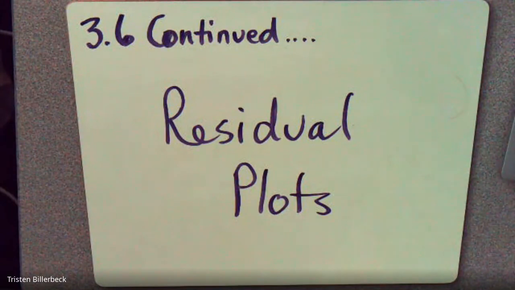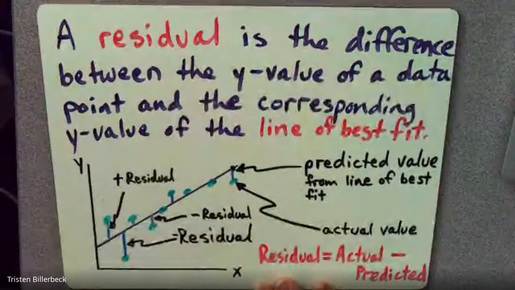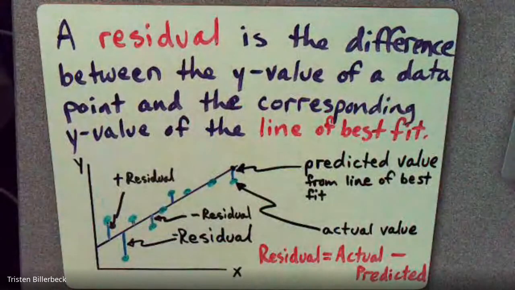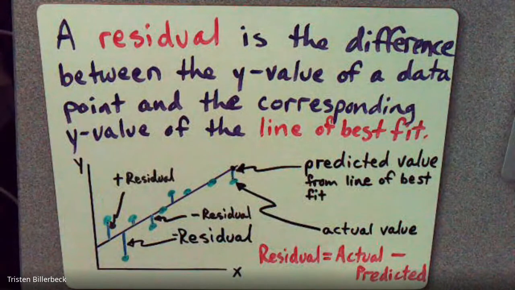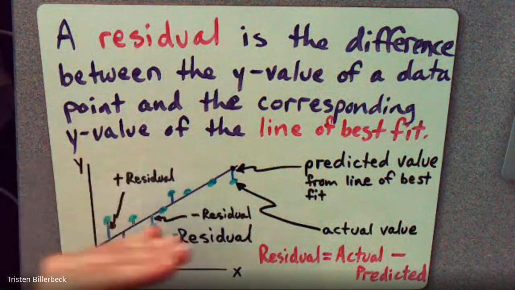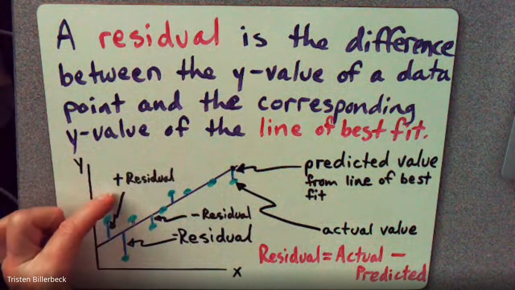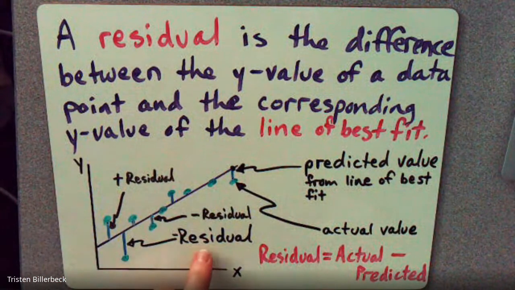So first, let's talk about what a residual is again. A residual is the difference between the y value of the data and the corresponding y value of the line of best fit. Our data scatter is in the green. If we have the line of best fit here, the data scatter above the line of best fit would have a positive residual. The data scatter below the line of best fit would have a negative residual.